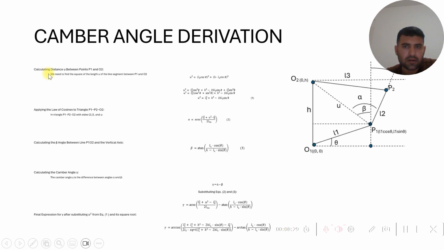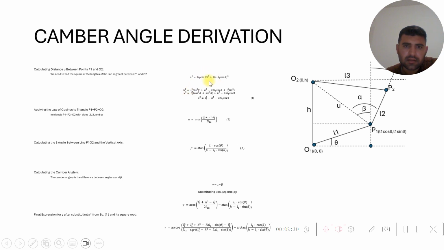So here is all the equation. First we start with calculating the distance between the point P1 and O2, which is basically the U. Using this equation we found U square. So this is L1 sine theta, L1 cos theta. So we do this geometry stuff.